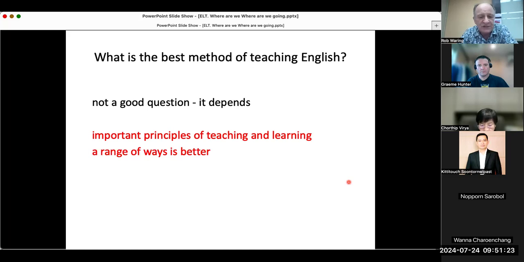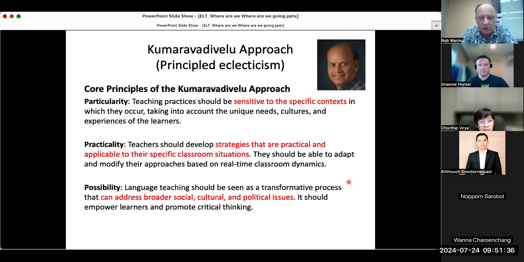So a range of approaches is better. Now, when we look back at those approaches that we looked at before, the grammar translation, direct method, audiolingual, and so on, we all are familiar with these are relatively limited. What many of these things do not do is they don't really approach many of those things.